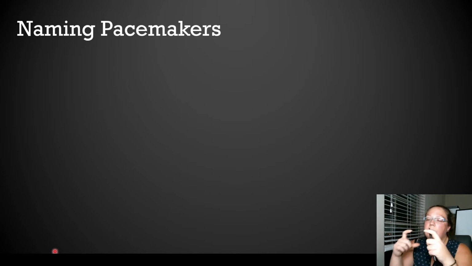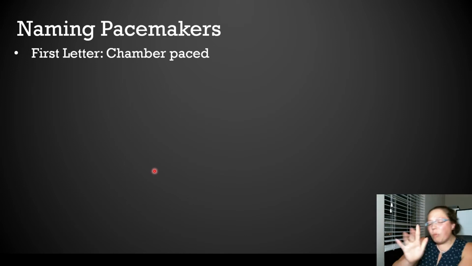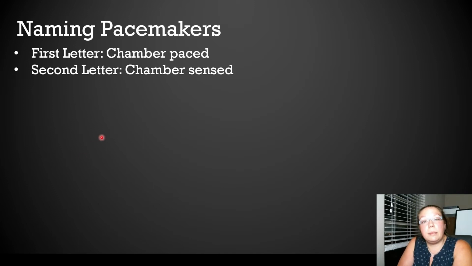And everyone who has a pacemaker should be carrying a card in their wallet or in their purse or whatever they carry around with them. That way, when they come across an emergency, or if they need to go through something that has metal detection or whatnot, they're able to show that card saying that they have an implanted medical device. So there's four to five letters for when we name our pacemakers. So the first letter is going to be what chamber is being paced. The second letter is going to be what chamber is being sensed.